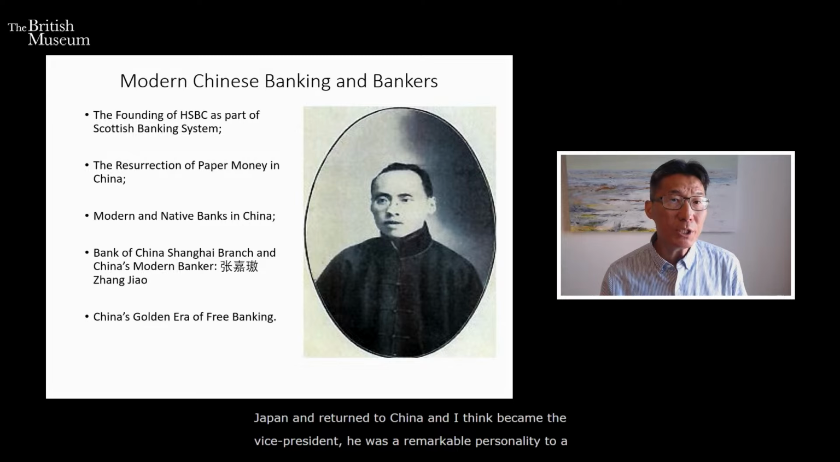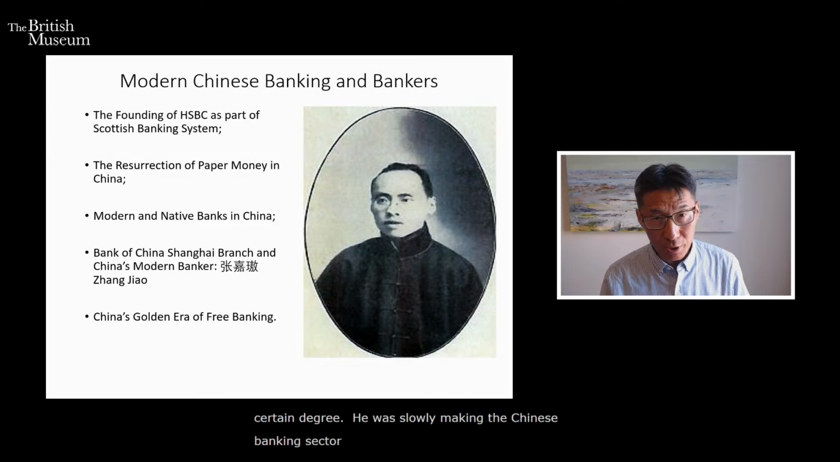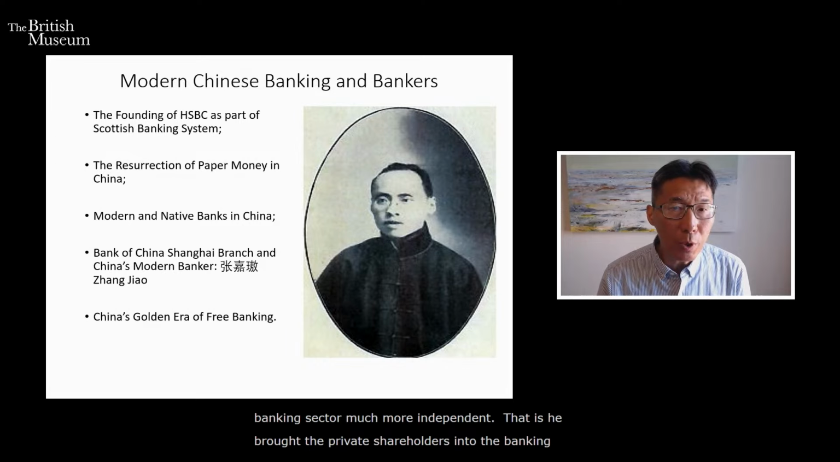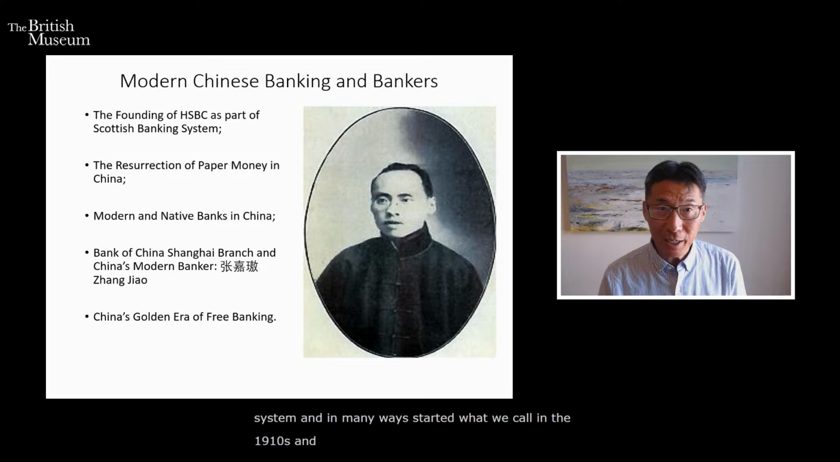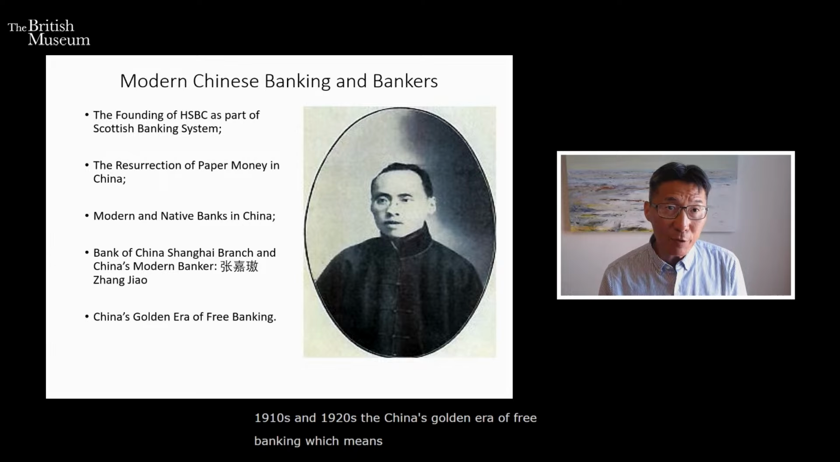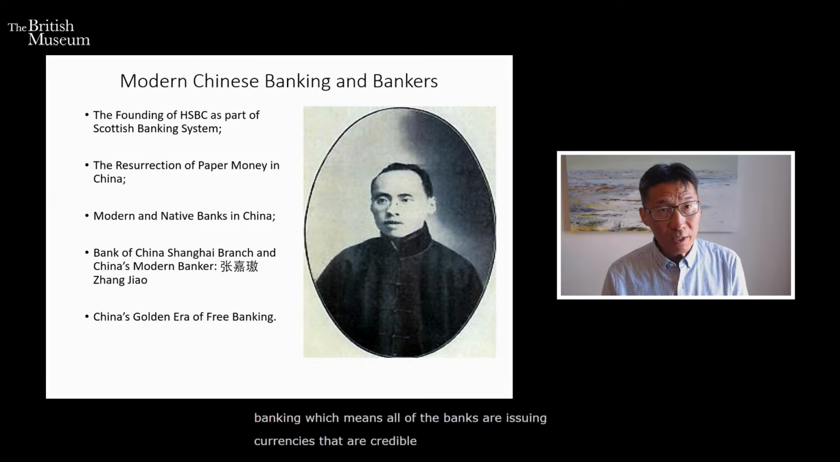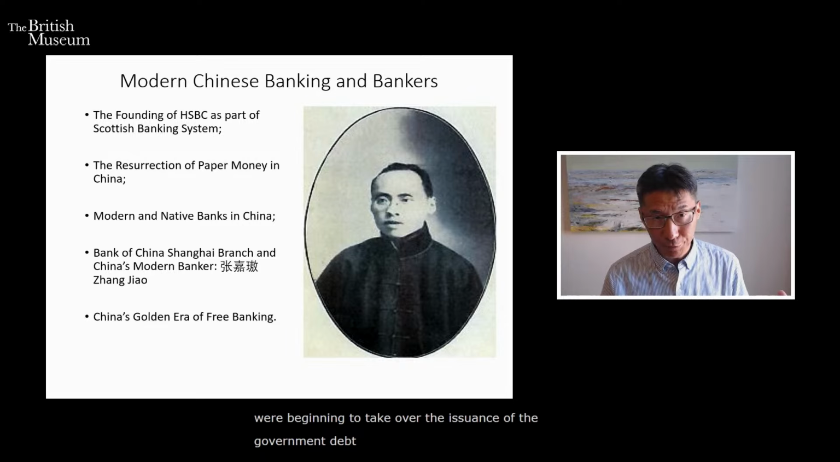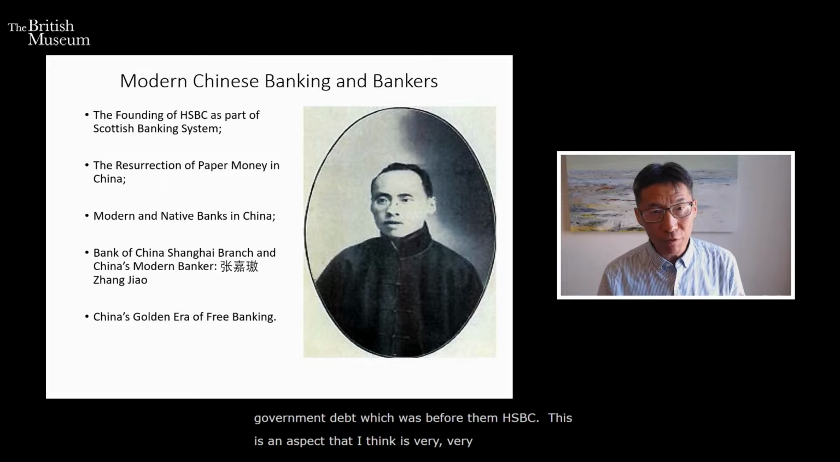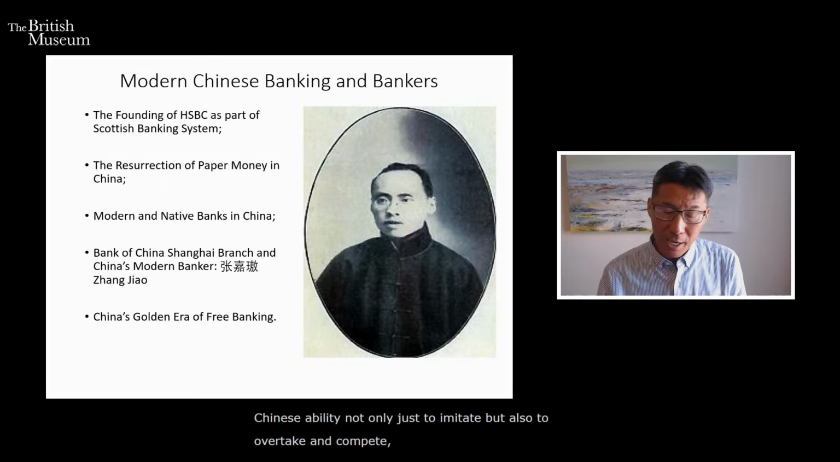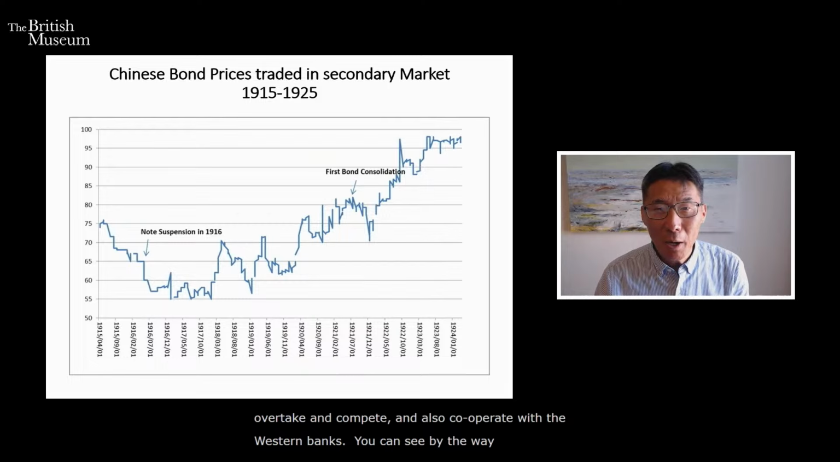And he was slowly making the Chinese banking sector much more independent. That is, he brought private shareholders into the banking system. In many ways this started what we call, in the 1910s and 1920s, China's golden era of free banking, which means all the banks were issuing currencies that were credible. And the Bank of China was beginning to take over the issuance of government debt, which before was done through HSBC. So this is an aspect that I think is very important: Chinese ability not just to imitate, but also to overtake, compete, and cooperate with the Western banks. And you can see that today, when you visit Hong Kong, the three major banks are issuing paper currency as well.